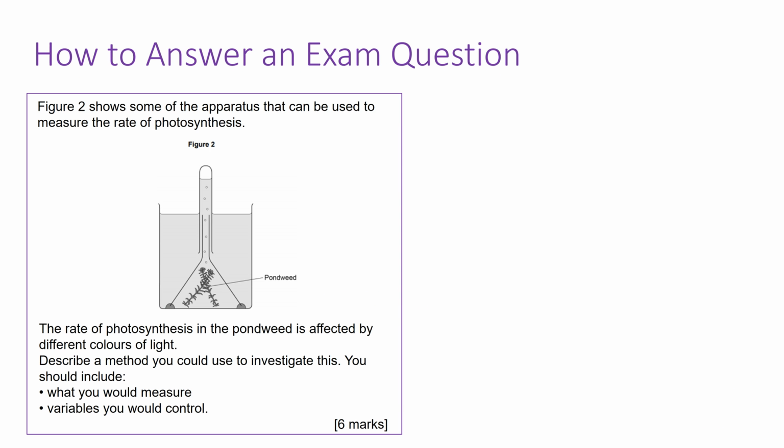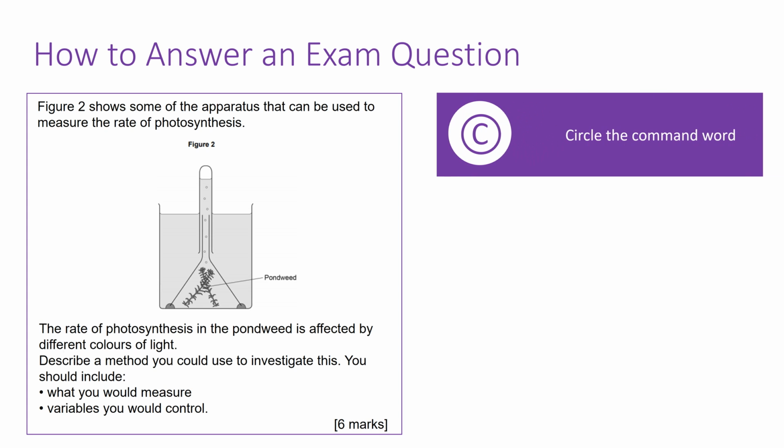It's easier with an example, so we're going to use this question from the new 1 to 9 Biology Trilogy Paper 1. This is a good example of how a long answer practical based question may appear in an exam. To tackle this question, you firstly need to identify and circle the command word. In this example, the command word is describe.